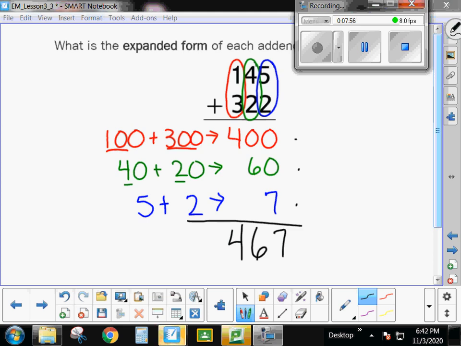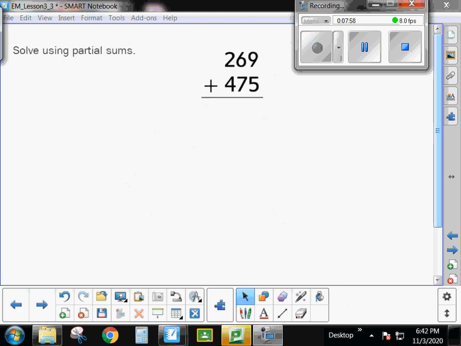Okay, let's try another. On your whiteboard, go ahead and write down 269 plus 475, and go ahead and write it vertically like this so that the hundreds are lined up, the tens are lined up, and the ones are lined up. Okay, hopefully you've paused the video, given yourself time to do that. Now let's go ahead and just add this one together.